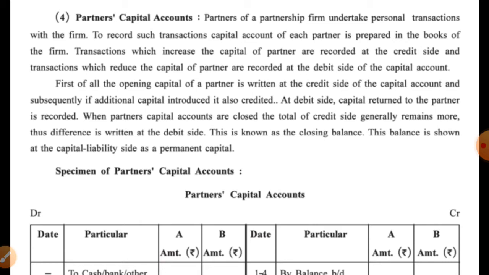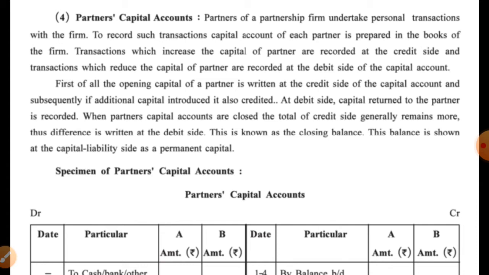Partners of a partnership firm undertake personal transactions with the firm. There are many transactions or dealings in between the partner and the firm. Generally this partners' capital account or partners' current account we were not making in case of a sole proprietorship firm, but here, because of having partners, because of the partnership firm, we have to prepare partners' capital account, because there are many personal transactions in between the firm and the partner. To record such personal transactions between the firm and the partners, the capital account is to be prepared.